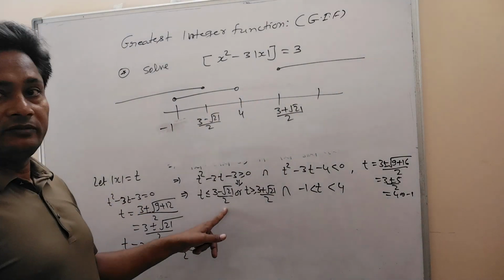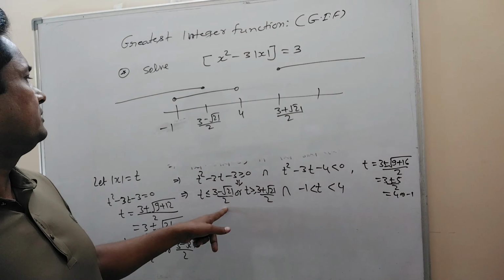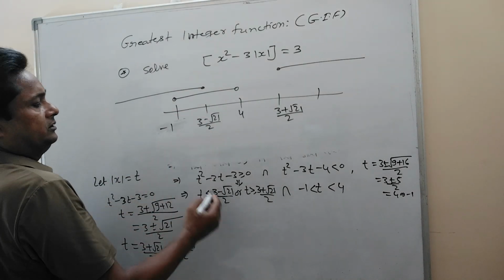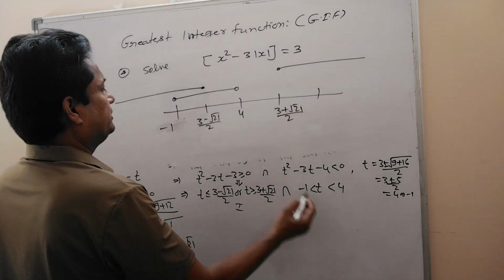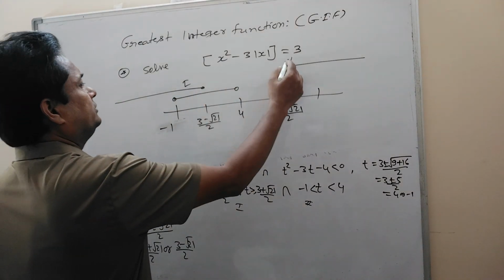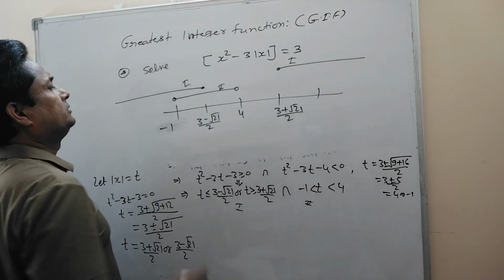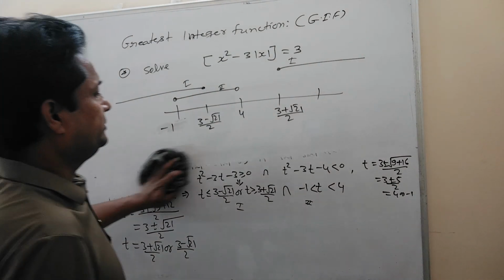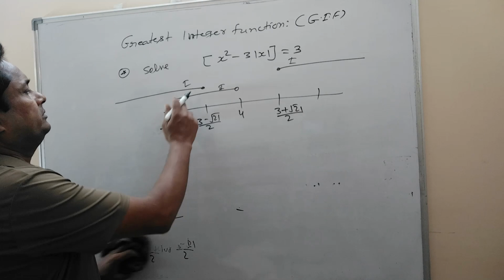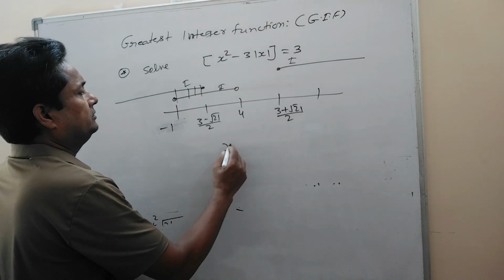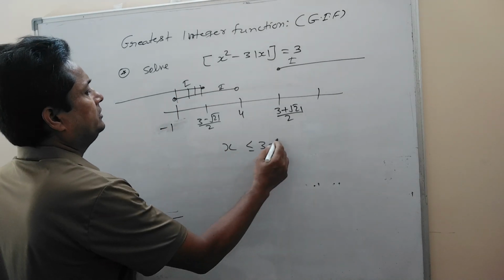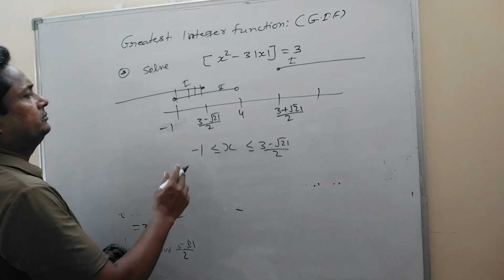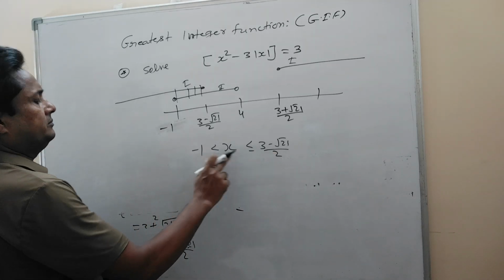So what will be our solution? What will be the intersection? This is the first and this is the second. So what is the intersection coming? The intersection is coming as this one: less than or equal to 3 minus root 21 by 2, and greater than minus 1.